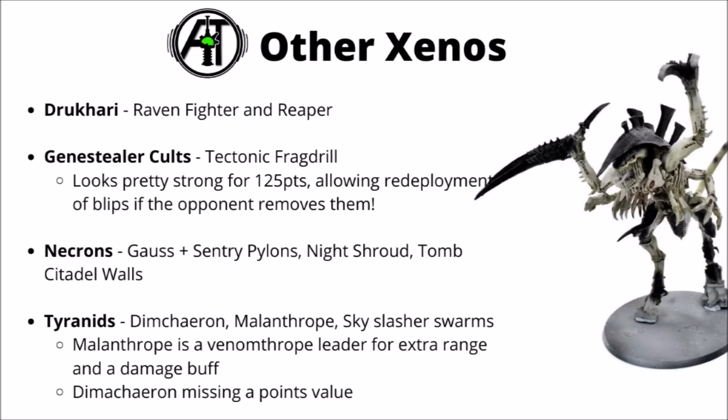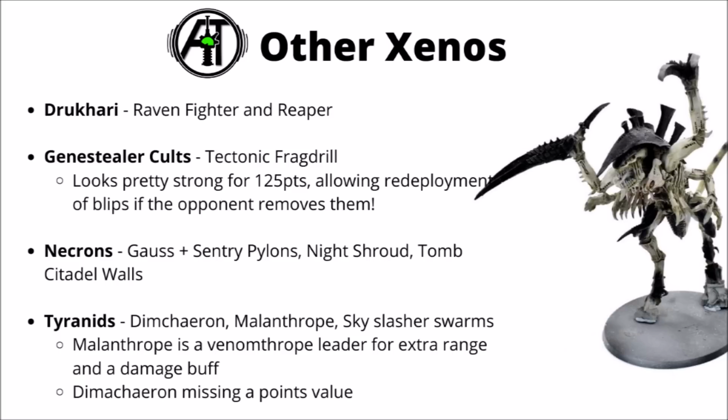To be honest, given that Genestealer cult are already incredibly strong at the moment, giving them a way to save their blips from the one way to scrub them out, that does seem kind of obscenely strong. Could easily be worth it in competitive lists at 125 points though, if it weren't Legends. The Necrons have their Gauss and Sentry pylons here, the Nightstride Bomber, and those Tomb Citadel walls.